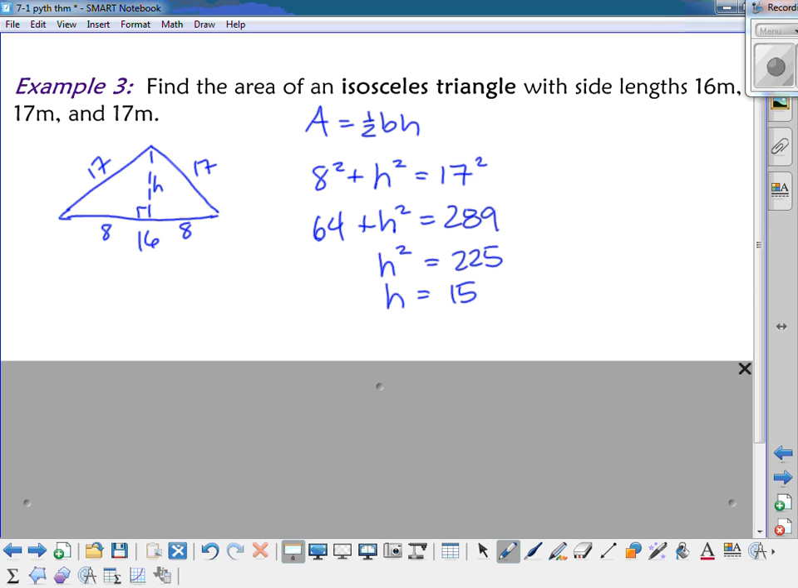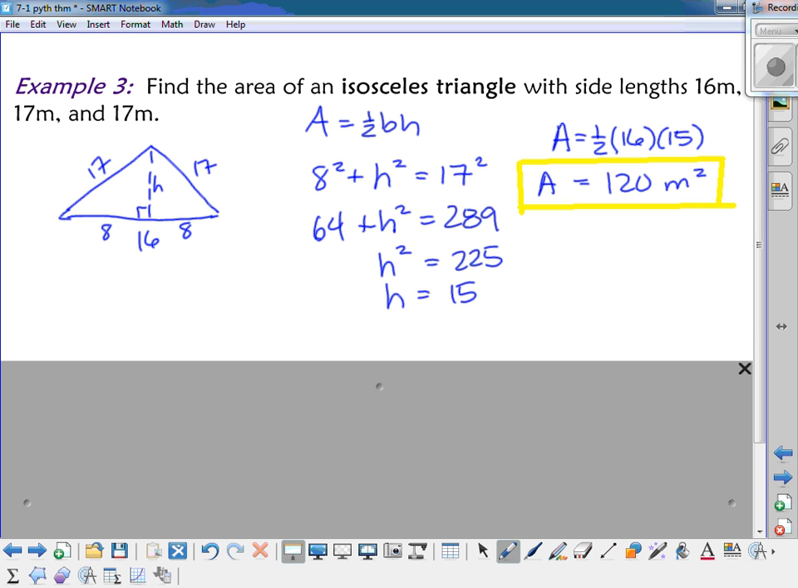So since my area is 1/2 base times height, the whole base was 16, right? So don't forget that. Don't take half of 8. And then the height was 15. So that would be 120 when you multiply it all out. Meters squared. And it doesn't matter what order you do it. You can multiply the 16 times 15 and then take half. Or you can take half of 16 and multiply that times 15. Just don't take half of both of them. Only take half of one of them.